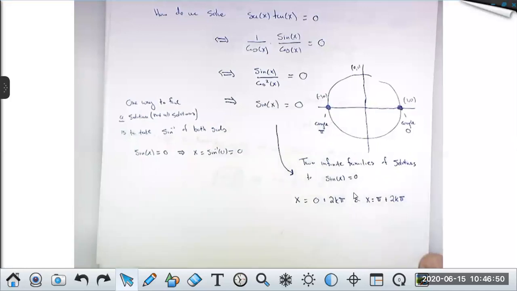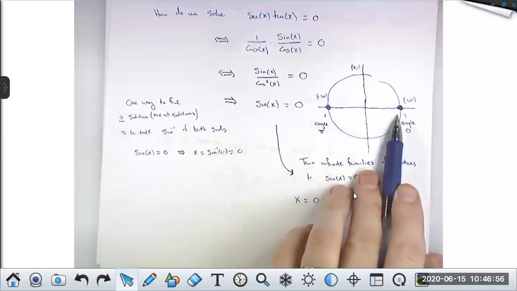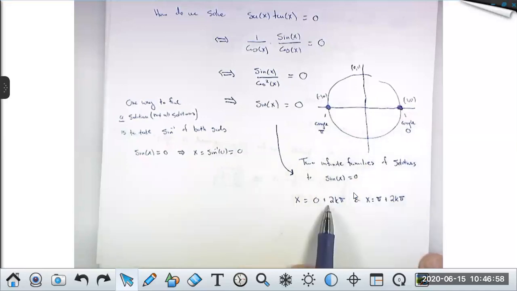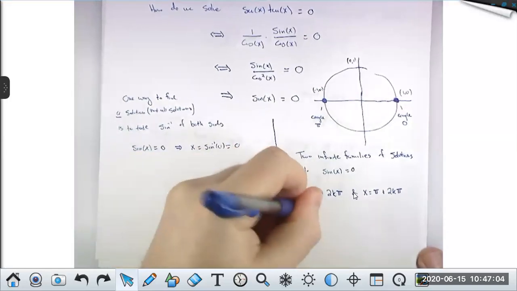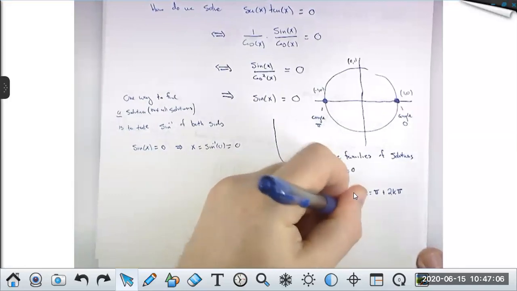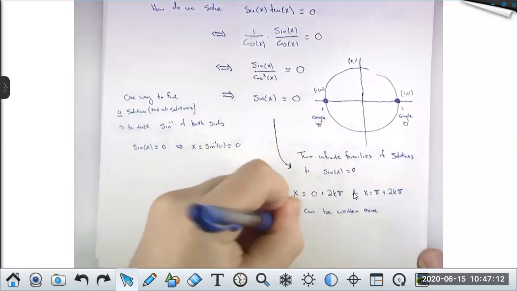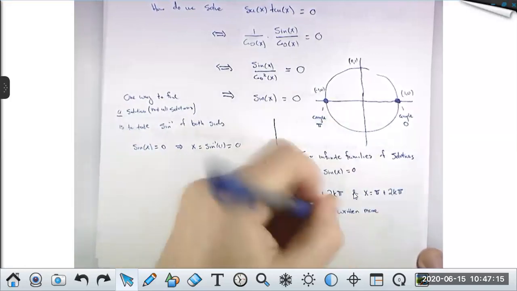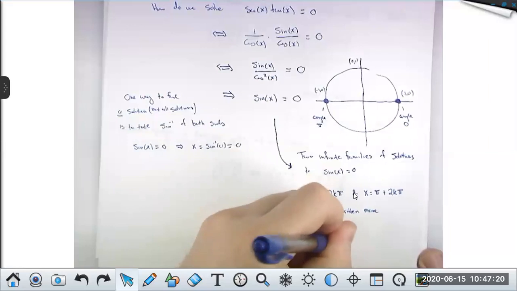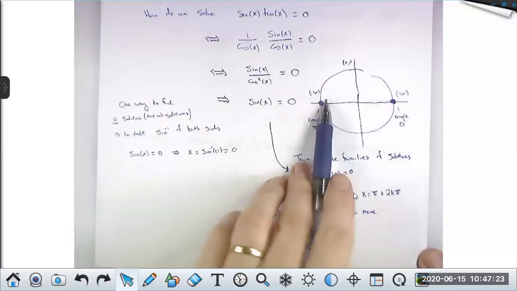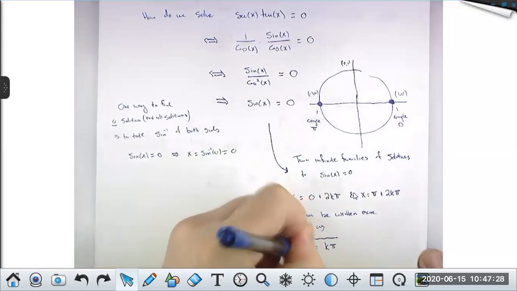Depending on who you took trigonometry with, you may know that because these 2 points are evenly spaced along the unit circle, you can actually condense these into a single solution expression, which can be written more compactly as x equals k pi. So this is 0 pi, 1 pi, 2 pi, 3 pi, 4 pi, 5 pi, 6 pi, 7 pi. This is the nice way to say it.